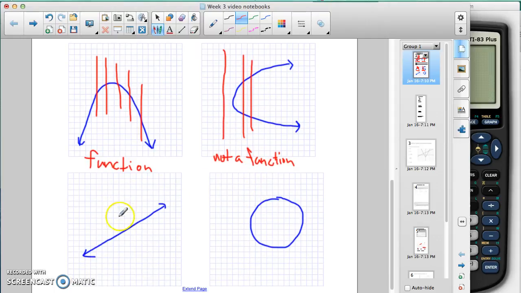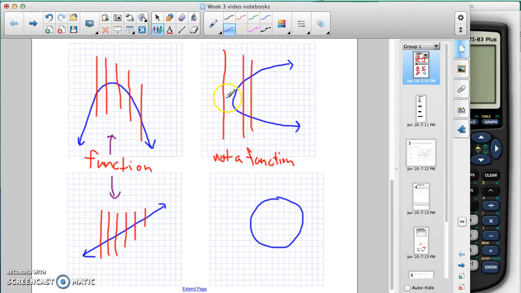Now on this one we have a line. In a line, as long as the line isn't vertical, we're only going to get one crossing. So this one we're also going to say is a function. So this one up here is a function, and the one down here is also a function.